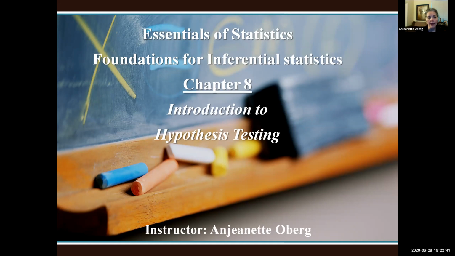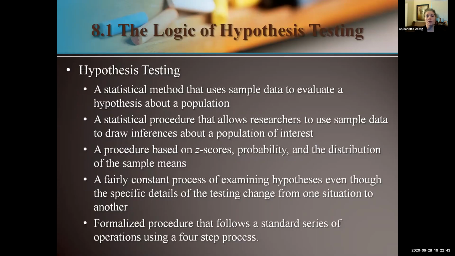Okay, so when we talk about hypothesis testing, we're talking about a process that we go through for all statistical methods. So this is not just going to apply to Chapter 8, it's going to apply to 9, 10, 11, every chapter moving forward. We're going to follow the same steps that are going to be outlined, and it allows us to evaluate a hypothesis about a population. It's a procedure that we go through as researchers to analyze the information we have about our sample and to draw inferences about our population based upon that sample.